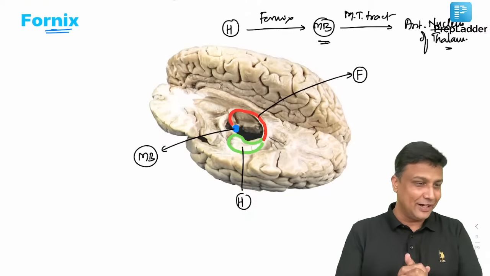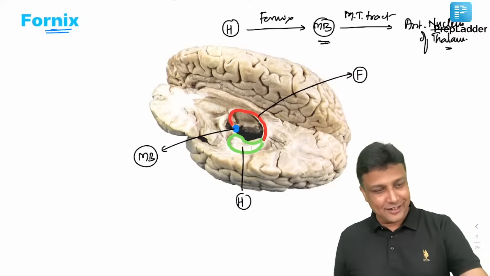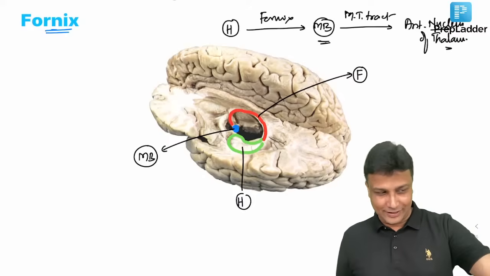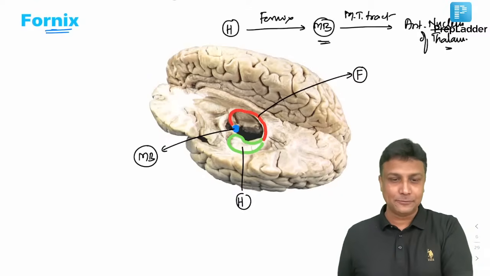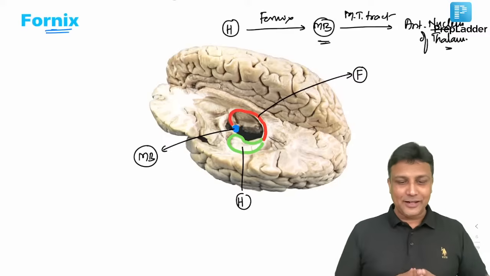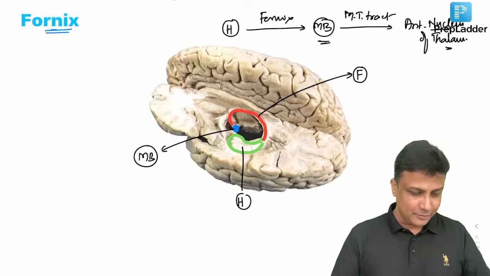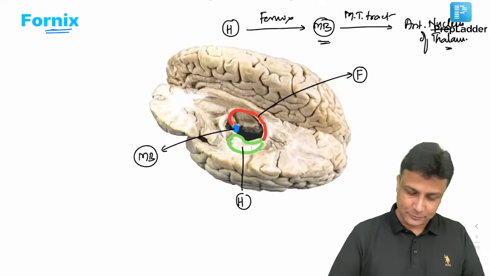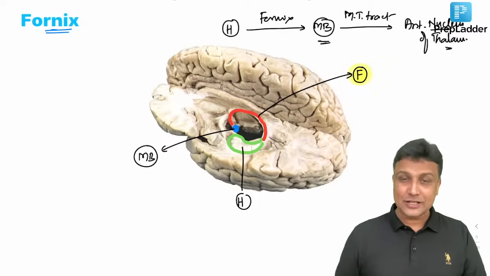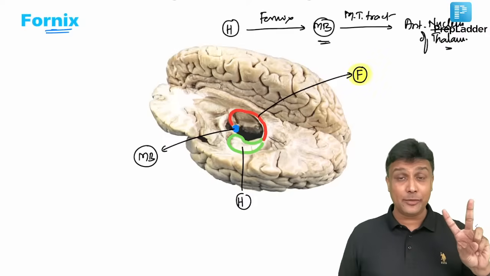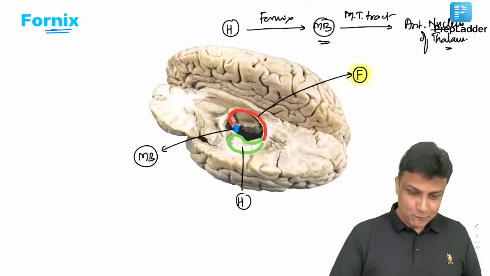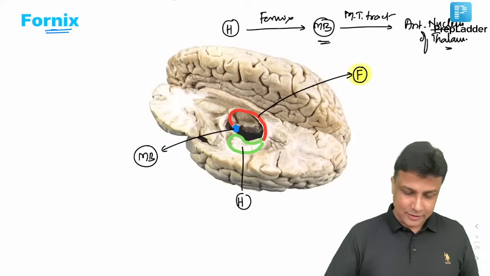Now let me just have an interaction with you people, my dear friends. Can you people start answering me right now? Question number one: can you please tell me that the fornix belongs to which category of fibers? Is it association fiber, commissural fiber, or projection fiber? Come on, my dear friends, answer me right now.